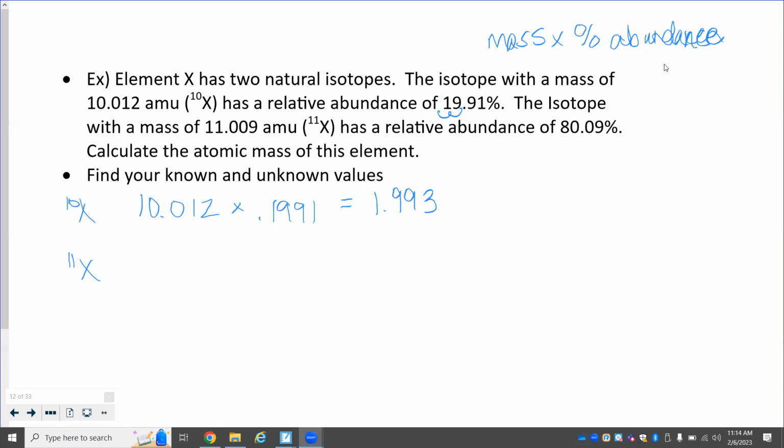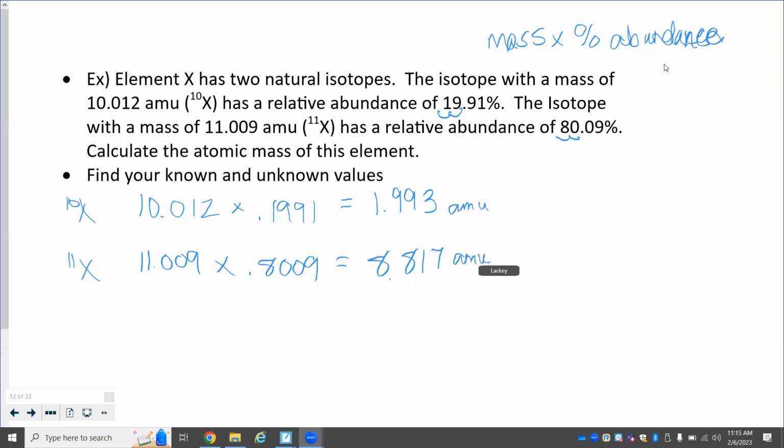Looking at the next one, X11, it tells us has a specific mass of 11.009 and has a percent abundance of 80.09. So if we move the decimal back 2, that is 0.8009. So when we multiply those together, we get that this isotope has a relative mass of 8.817. And these are in AMUs.